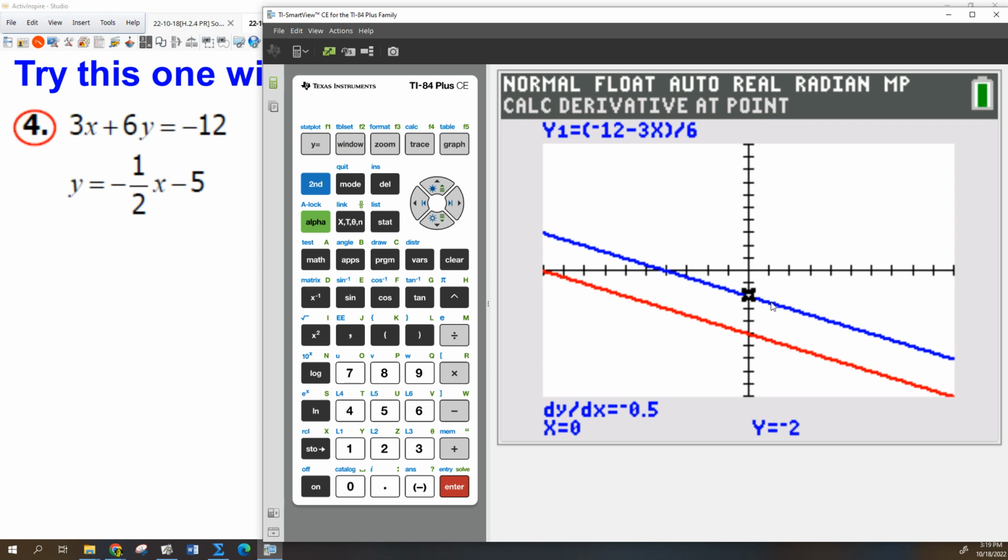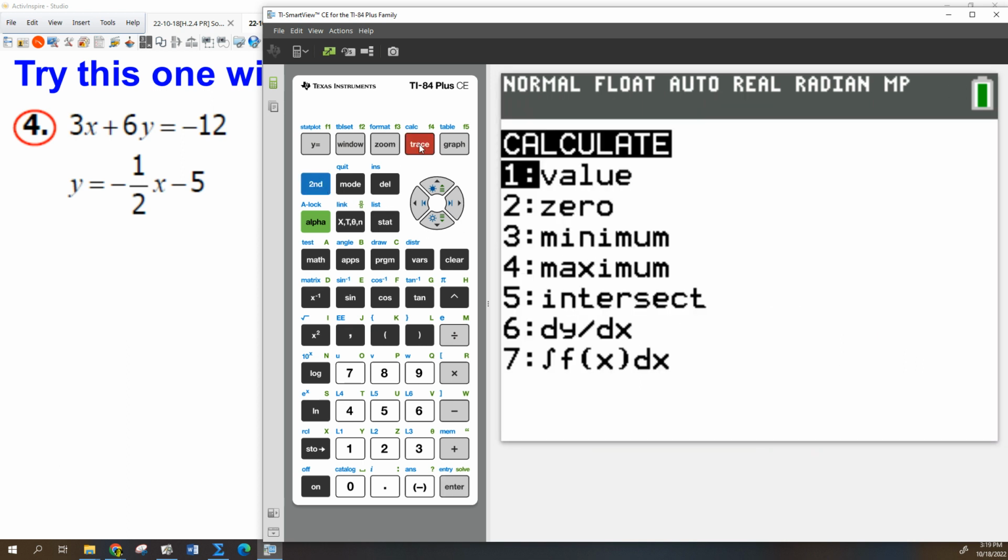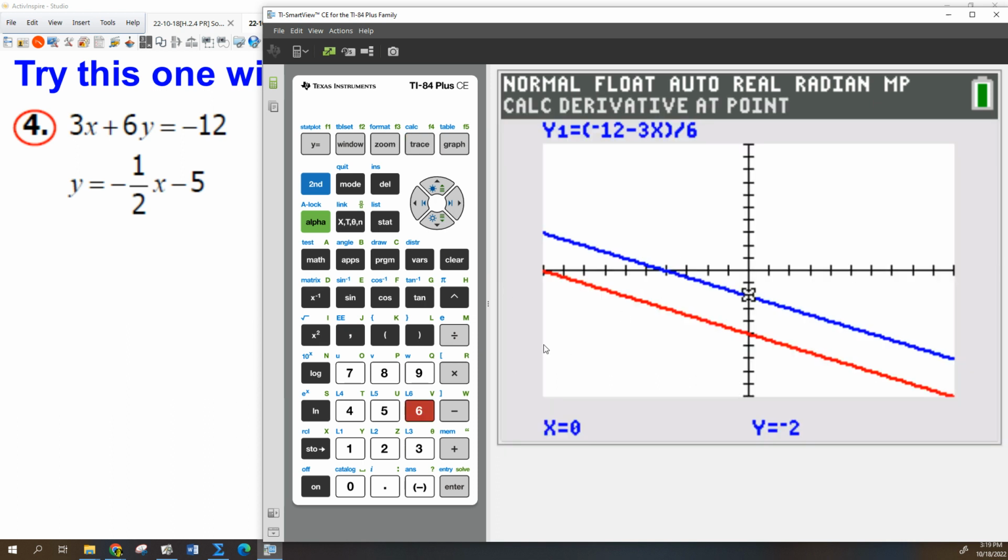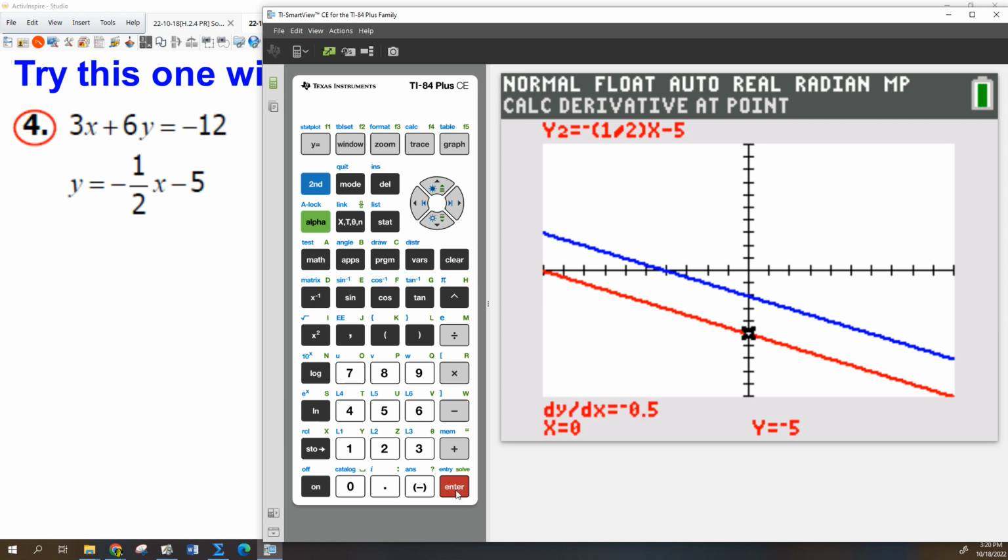If they're parallel, what does the slope of the red line need to be? Negative 1/2. So I just have to do the same thing again. Second calc, 6. How do I get to the red line from the blue line? Down arrow or up arrow, doesn't matter. I'm just going to toggle through the different graphs that I've created. There's y2, and I hit enter, and what do you know? The slope is negative 0.5. So I just showed that those two lines are parallel because they have the same slopes. They don't just look parallel, they are parallel.